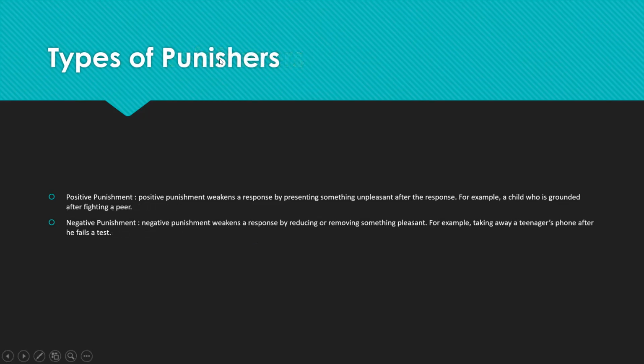Now, types of punishers. Positive punishment weakens a response by presenting something unpleasant after the response, like grounding a child after he fights his friend. Negative punishment weakens a response by reducing or removing something pleasant, for example, taking away the smartphone after a teenager gets low marks or fails his test.